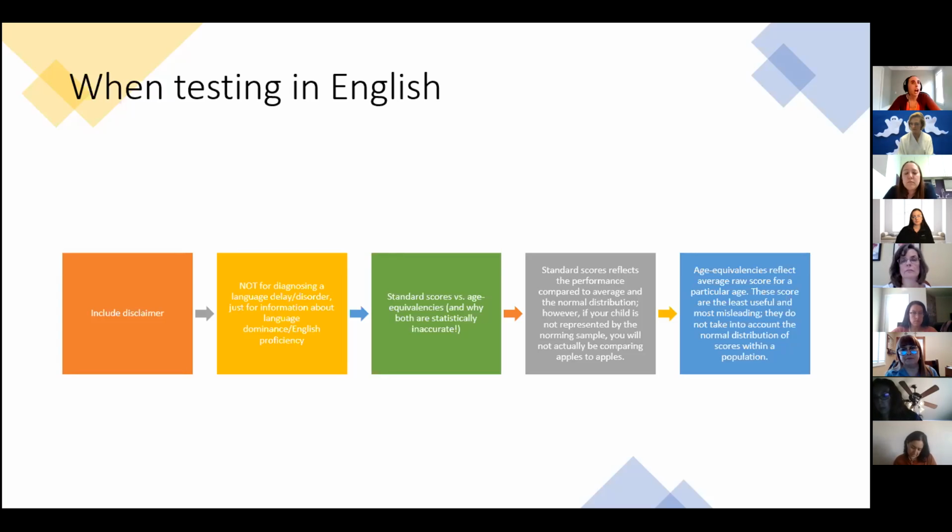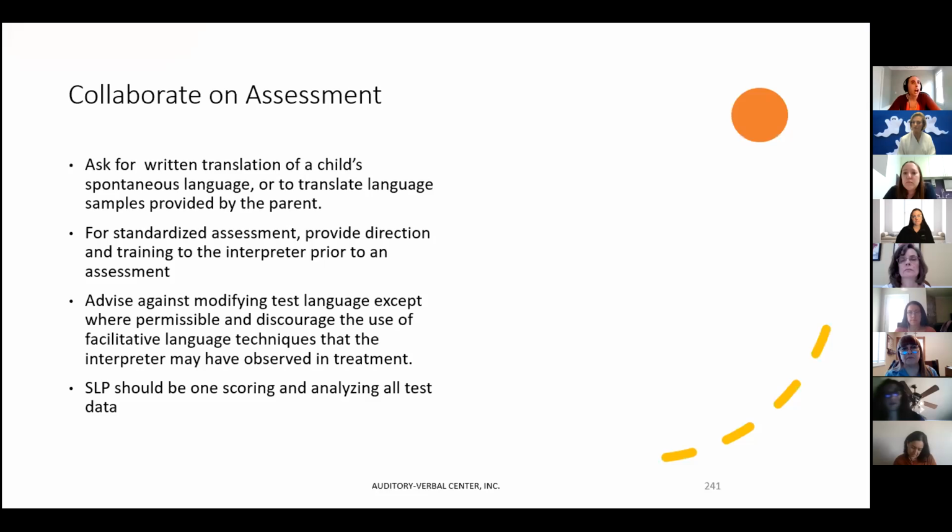So all that to say, the best way to assess a child's English skills is informal assessments: language sampling, language sampling, language sampling. But if you want to give something formally, you really need to wait until a child's had at least a year of exposure. And so collaborating on assessment, if you're using an interpreter, we talked some about this before lunch, in having them be really trained on how to do it and involving them completely, the SLP is the only one who can be scoring and analyzing.